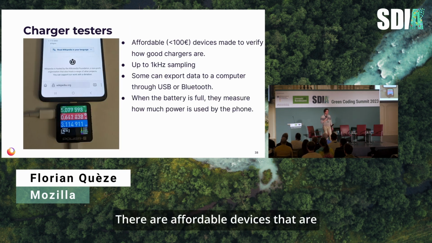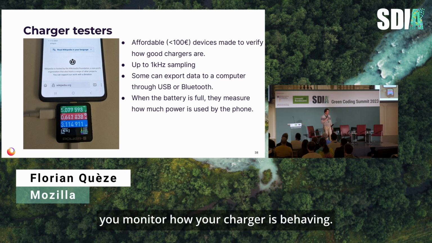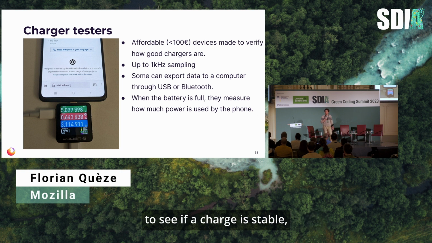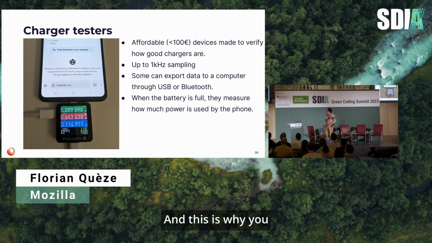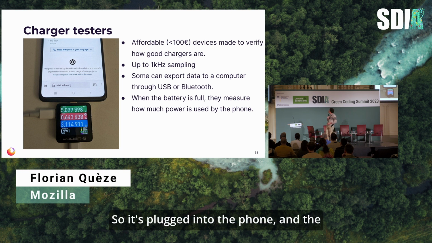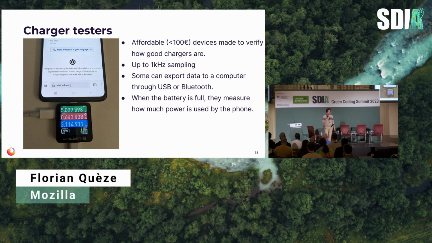There are affordable devices that are sold as charger testers. The purpose of those devices is to let you monitor how your charger is behaving. And for that, you need to be able to sample really quickly, because the point is to see if the charge is stable, if you've got stable current and voltage, or if it's changing for no good reason. Those devices are relatively cheap, and some can export the data to a computer through USB or Bluetooth. And this is why you see multiple cables here. It's plugged into the phone, the cable at the bottom is the charger, and the cable you see on the left side is plugged into my computer to record the data.